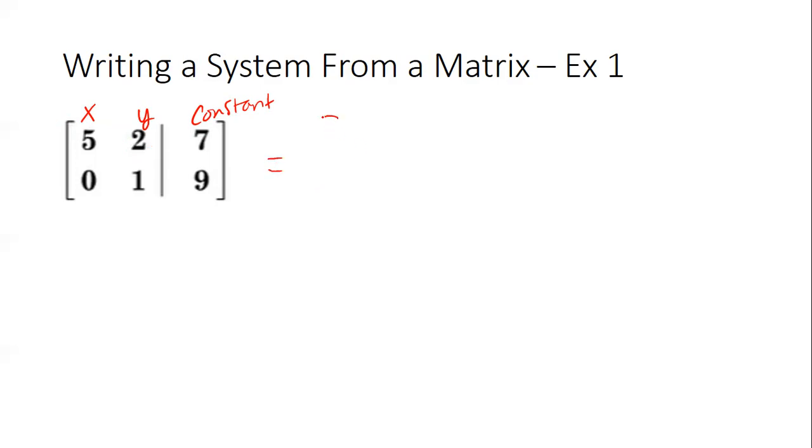So in the system, you create a brace. I have 5x plus 2y equals 7. Here, do I have an x? No, it's 0, right? So that means there's no x. I do have a y. I have 1y equals 9. Was it terrible going backwards?